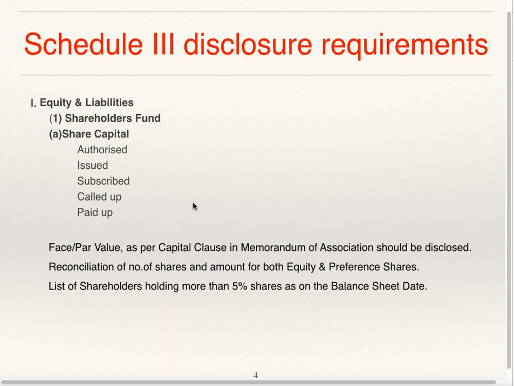So in case of share capital, you are supposed to prepare a separate note. In the note, you are supposed to give the details about authorized, issued, subscribed, called up and paid up share capital, number of shares as well as value. Similarly, reconciliation of number of shares and amount for both equity and preference shares should be given by way of note. That is opening balance plus shares issued during the year minus redemption or buyback, whatever may be the case, and closing balance. That is how the statement of reconciliation is to be prepared.